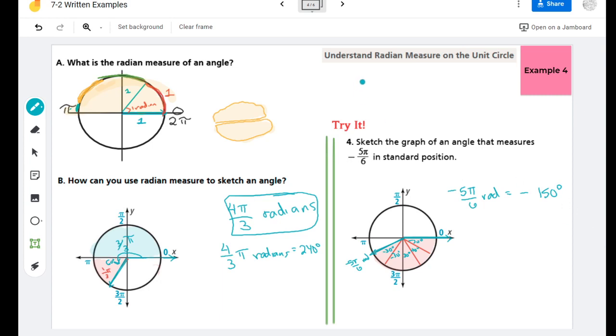So there we have it, guys. That is how to understand radian measure on the unit circle, or at least how to draw a reference angle with it. The next example gets a little more useful with conversions.